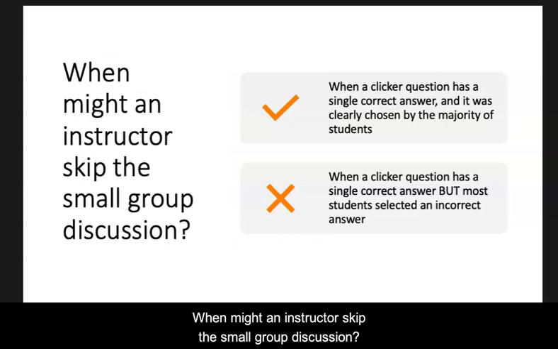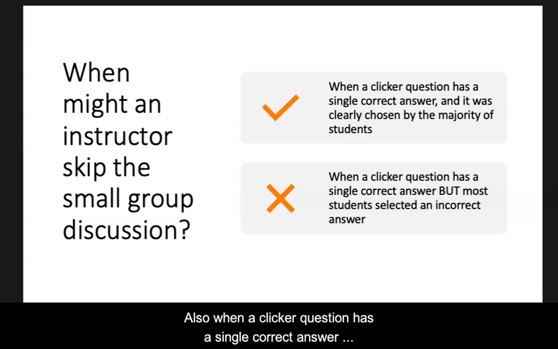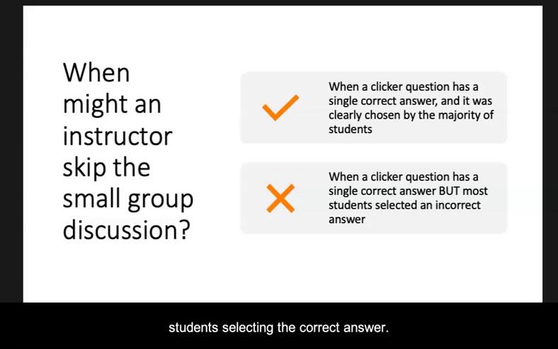When might an instructor skip the small group discussion? It is best practice that when a clicker question has a single correct answer and it was clearly chosen by the majority of students, you don't need that peer instruction or small group discussion. Also, when a clicker question has a single correct answer, but most students selected an incorrect answer, this is the time for the instructor to discuss the concept again and review important points that would help lead to students selecting the correct answer.